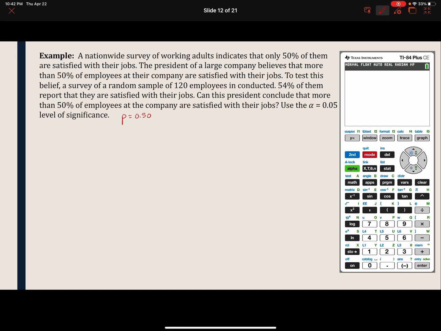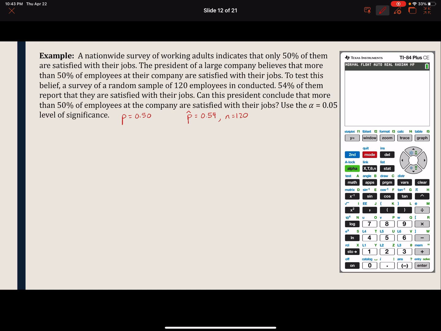Then we have a p-hat, a sample proportion of 54%, and a sample size of 120. So the question is, this 54%, I mean, everybody knows 54% is above 50. So can this president just say, hey, I got a sample of 54%, that's more than 50, therefore more employees at my company are satisfied with their job? No, this person cannot say that.